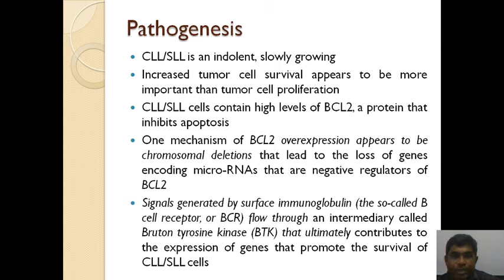One main mechanism of BCL2 overexpression is the chromosomal deletion that leads on to loss of genes which encode for microRNAs, and these are negative regulators of BCL2. Signals generated by surface immunoglobulins, which are part of the B cell receptor complex, communicate through the Bruton tyrosine kinase or BTK pathway that contributes to the expression of genes that promote the survival of CLL SLL cells. So basically that's increased survival of these lymphocytes, leading on to accumulation of these cells, resulting in increased numbers, mainly involving the apoptotic pathway.